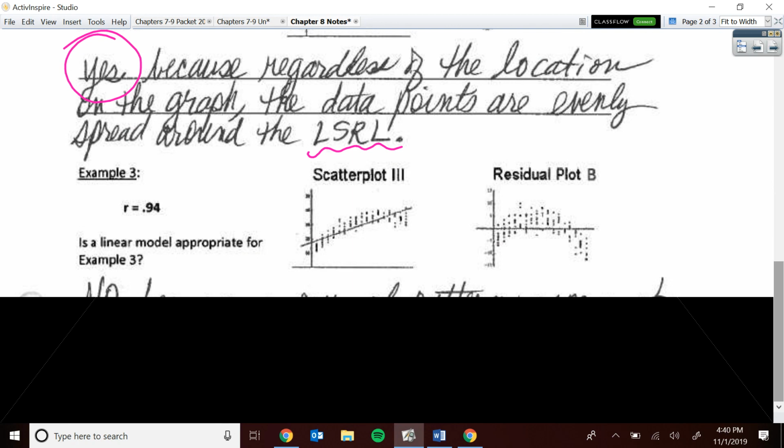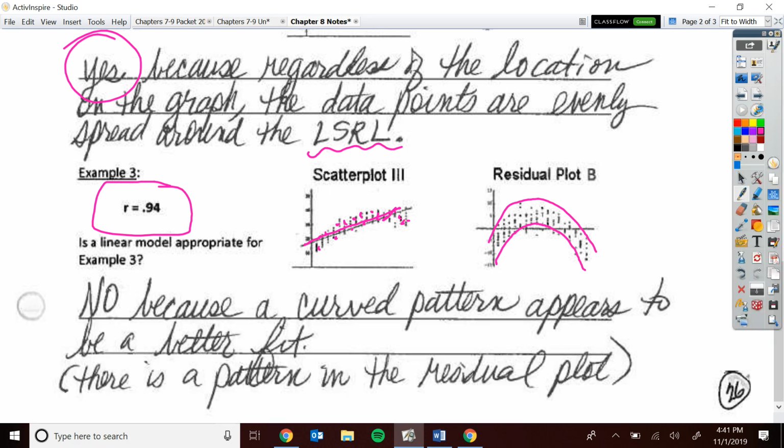Next, here's this last one. Again, just looking at an R value of 0.94, it's a strong correlation, and that's happening because this data is really nice. It's tight around this line here. But when you look at the residual plot, it accentuates those residuals and makes it apparent that you've got a pattern in that residual plot, so linear is not appropriate. Is a linear model appropriate here? No, because a curved pattern appears to be a better fit. If there's a pattern in the residual plot, then a linear model is not appropriate.